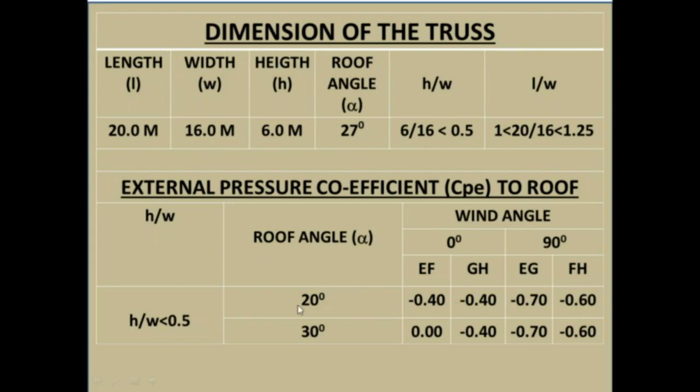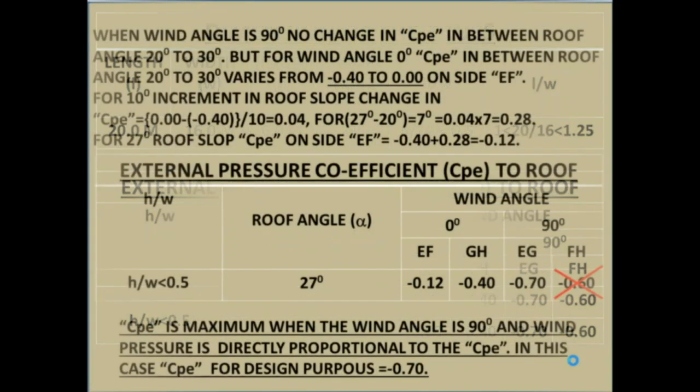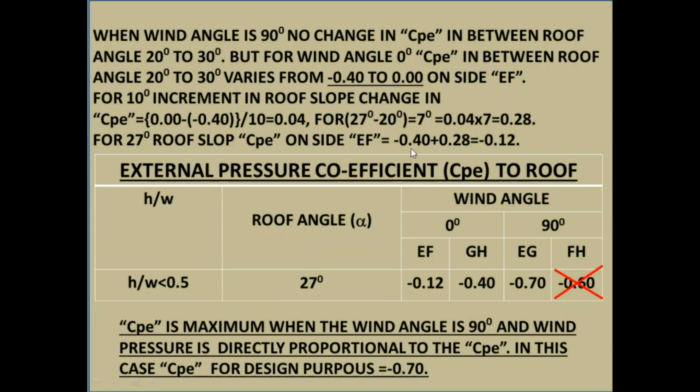For roof angle 20 degree, when wind angle is 0 degree, CPE on EF side is equal to minus 0.4, GH side also minus 0.4. But for 30 degree on EF it is 0 and GH minus 0.4, no change in GH side. When wind angle is 90 degree, for 20 degree it is minus 0.7, also for 30 degree minus 0.7. And for FH minus 0.6, no change. When wind angle is 90 degree, no change in CPE in between roof angle 20 to 30.